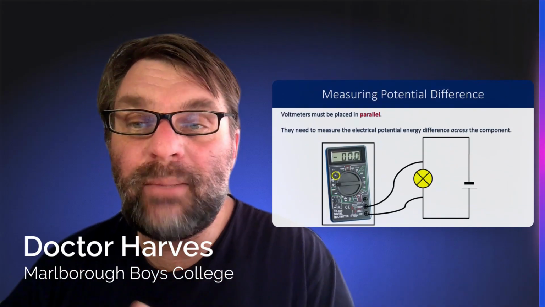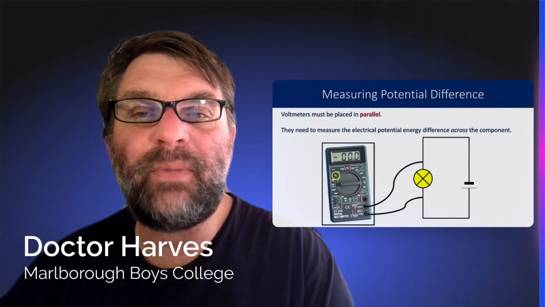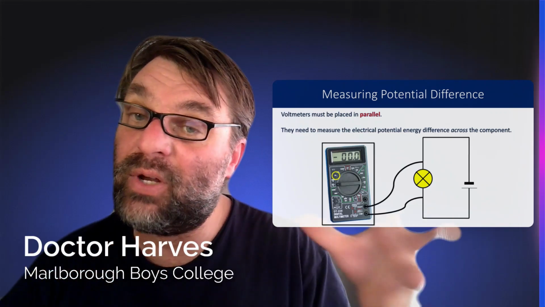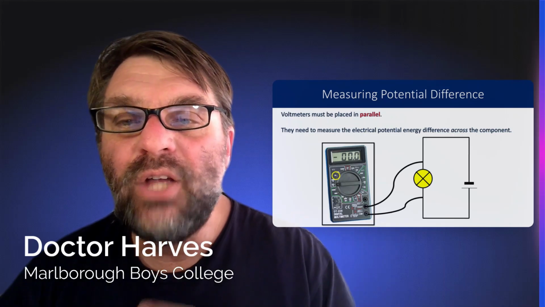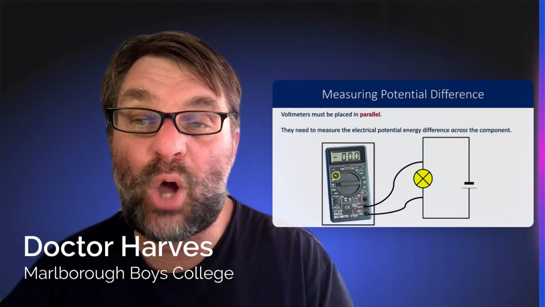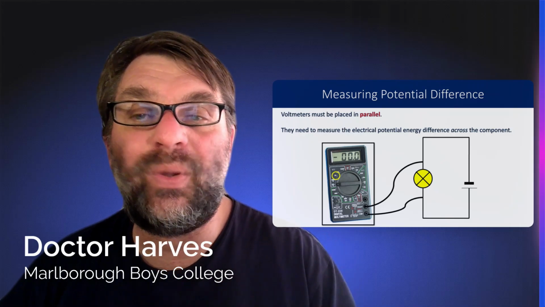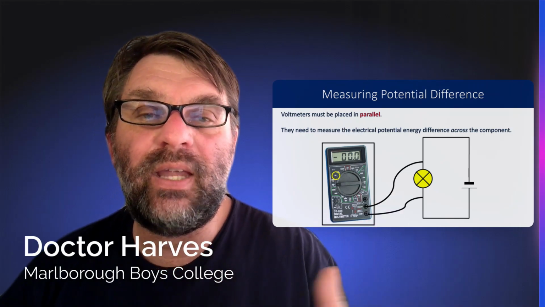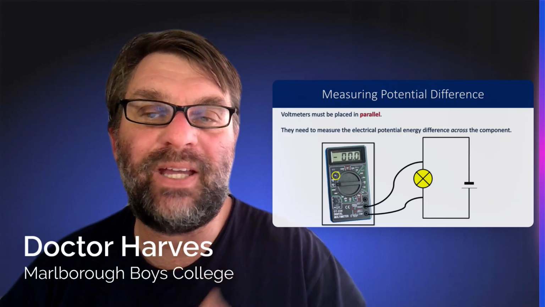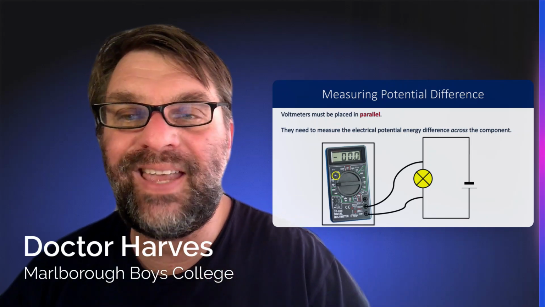So in terms of measuring potential difference, we use something called a voltmeter, and it must be done in parallel as opposed to series for current in our previous lesson. So the reason why is you need to measure the electrical potential energy difference across a component. So the electrical potential energy going into the component, then the electrical potential energy coming out of the component, because it's the difference which is being transferred into another form of energy.